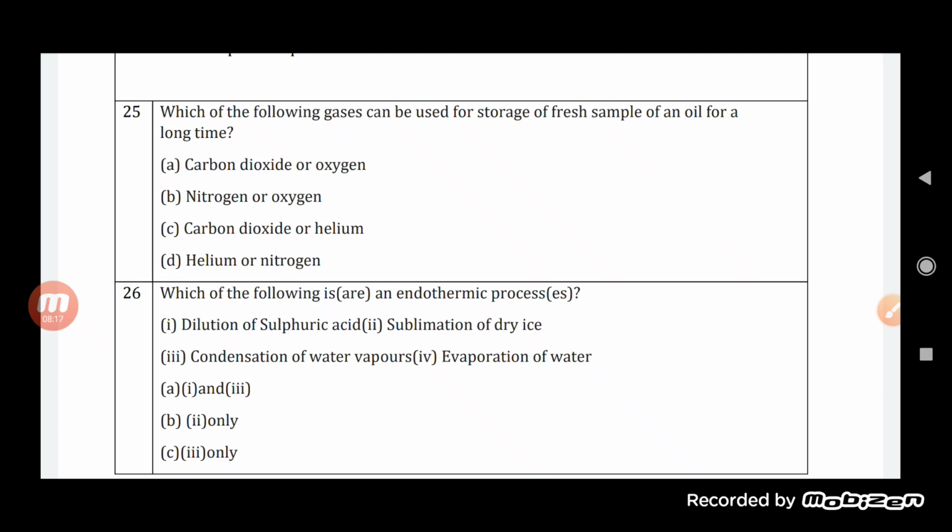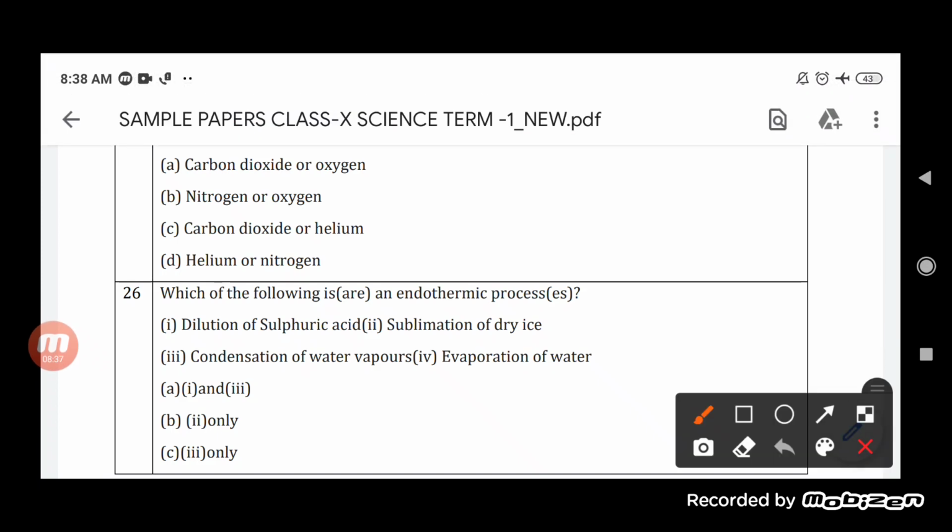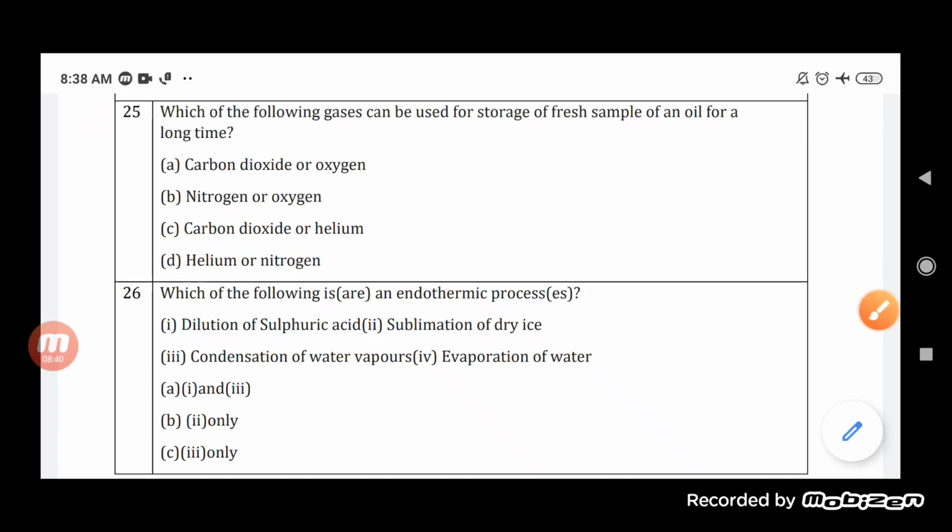So the options are carbon dioxide or oxygen, nitrogen or oxygen, carbon dioxide or helium, helium or nitrogen. Obviously nitrogen is unreactive, and helium is also unreactive. Otherwise carbon dioxide and oxygen both are going to react. They are reactive ones. So the answer will be helium or nitrogen. We also know that in order to prevent rancidity, we use nitrogen gas for packaging food items, including helium also, which is an unreactive gas. So it will be easy for us to use it for the packaging of a fresh sample.